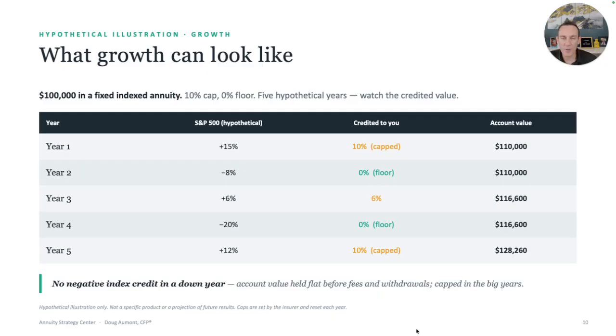In year 4, the markets pull back, gains are locked in. So you're staying flat at 116,600. In year 5, if the markets are up 12%, you don't get the full 12. Remember, you're capped out at 10% in this example. And so you would receive interest up to 10%. And now that brings your total account value to 128,260. So the key takeaway here is you're getting protection for those down years.